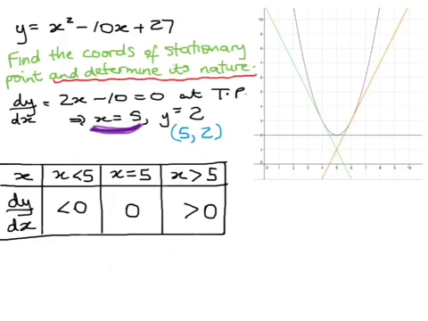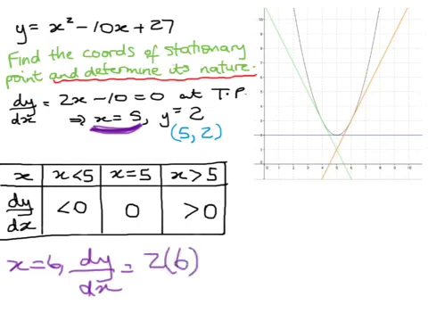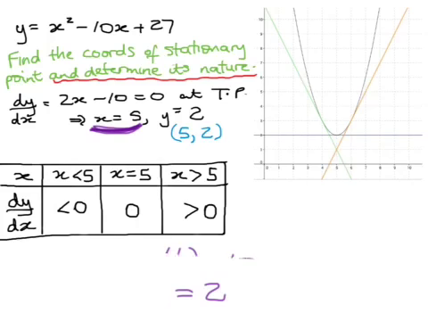And I mean, we can try it. Let's say x is equal to 6. Then dy/dx would be equal to 2 times 6 minus 10, which is equal to 2. Indeed, it is greater than 0. So what does that look like? It means that I've got dy/dx is negative to the left of my turning point, and it is positive to the right of my turning point.